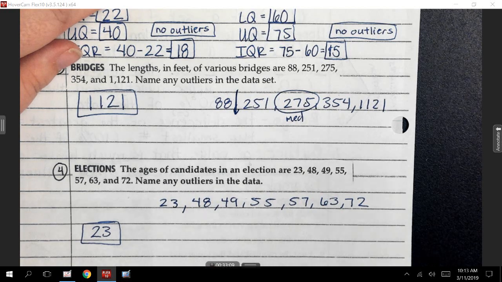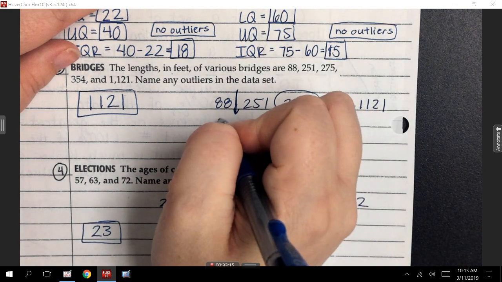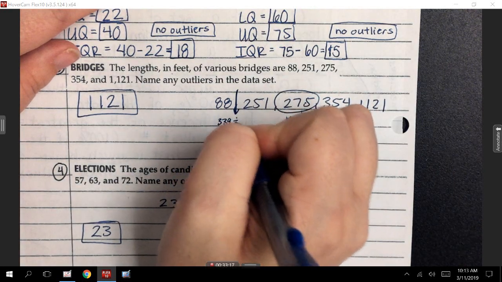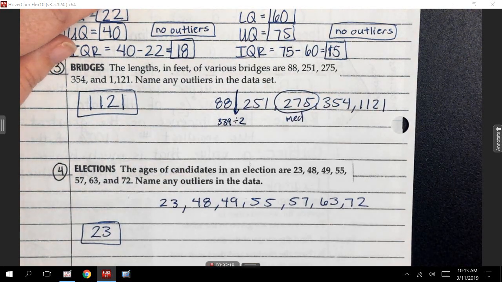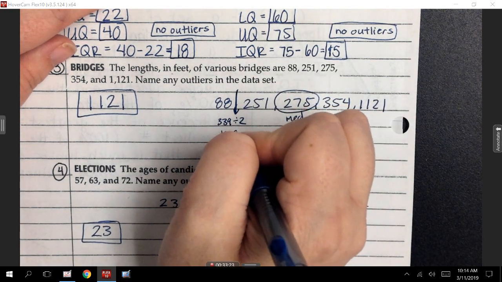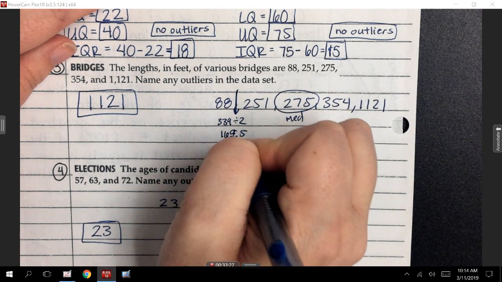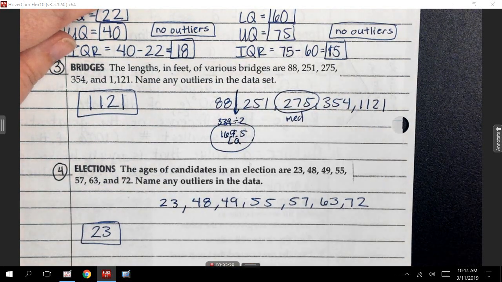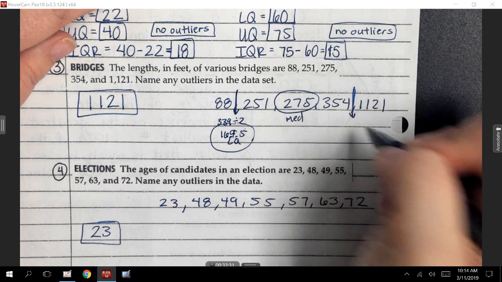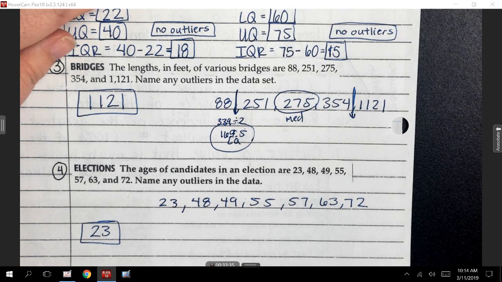88 and 251 gives me a number. What does it give me yet, Maggie? 339, and then I would divide that by 2, so what would I get there, Aiden? 169.5, and that would be my LQ. Do you see how even if there are 2 numbers in the middle, I can add them? So I can add those and divide by 2.